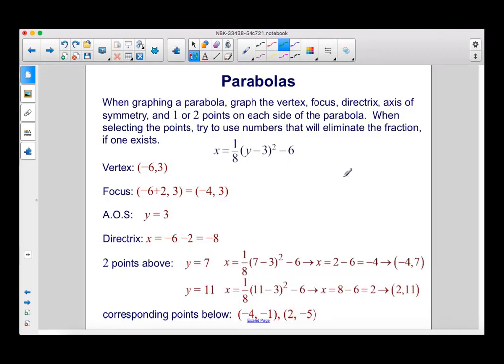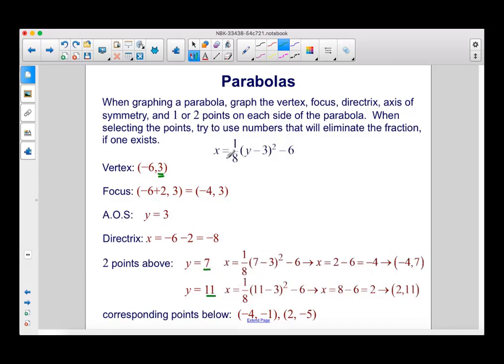When graphing a parabola, graph the vertex, focus, directrix, axis of symmetry, and 1 or 2 points on each side of the parabola. When selecting the points, try to use numbers that will eliminate the fraction if one exists. Since our vertex is at -6, 3, our y value is 3, so let's pick 2 points above on the parabola and 2 points below. We add 4 to this y value, and we get 7. If we add 4 more, we get 11.